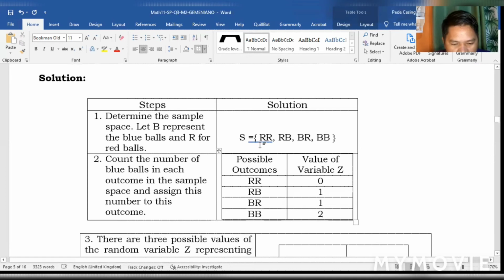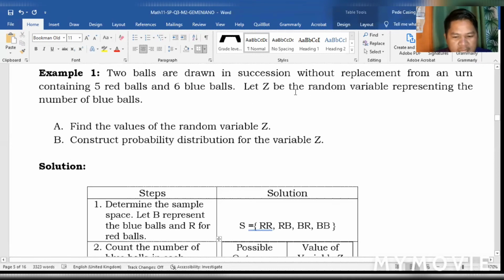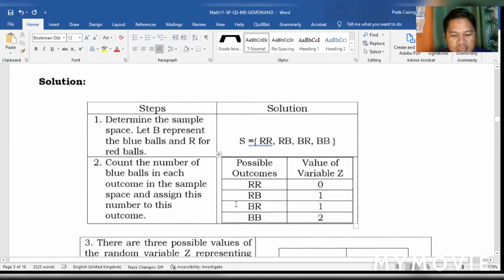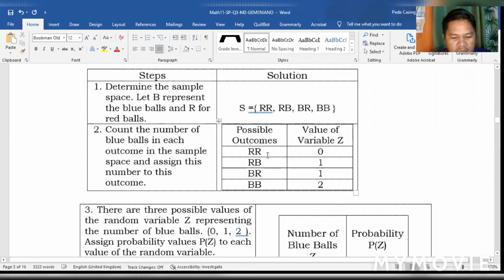Okay, we have RR. You just copy here from the sample space. Ilagay mo lang dito, RR, RB, BR, and BB. So what is our RR? The value of Z. Remember that our Z represents the blue balls. So the number of blue balls for RR here, wala siyang blue. So automatically, our value of random variable Z is 0.